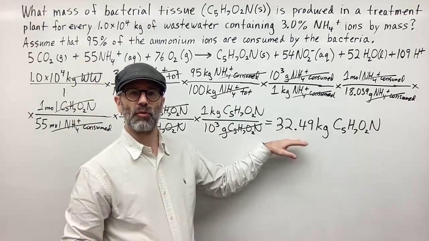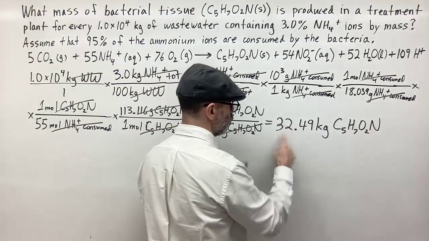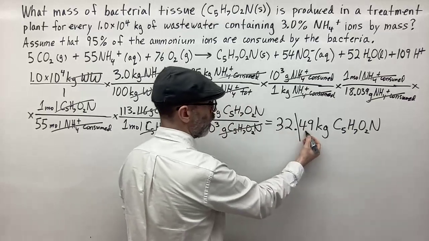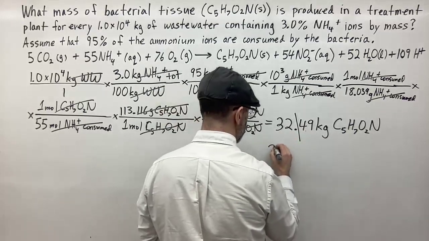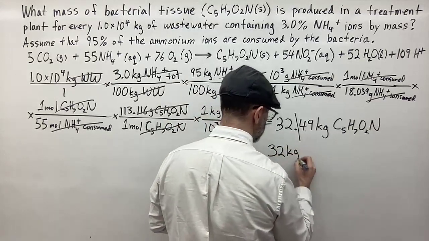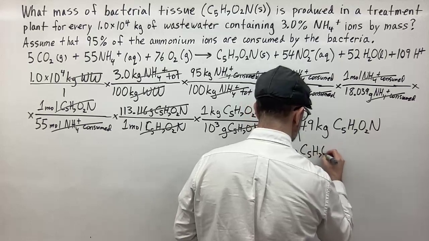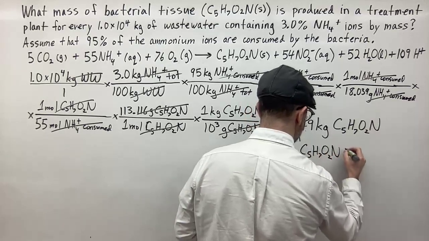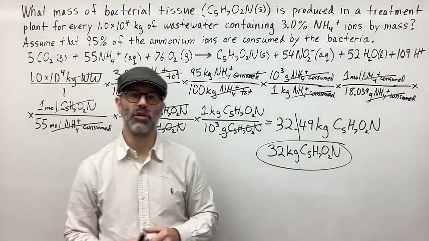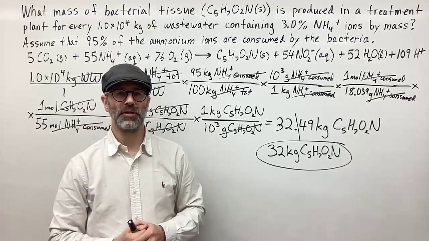So that means I need to round this to 2 sig figs. So I have 1, 2, cut it off after the 2. And then since this is a 4, I don't round the 2. So the final answer is 32 kilograms of the C5H7O2N. And so that, ladies and gentlemen, is how you use stoichiometry to find an answer.